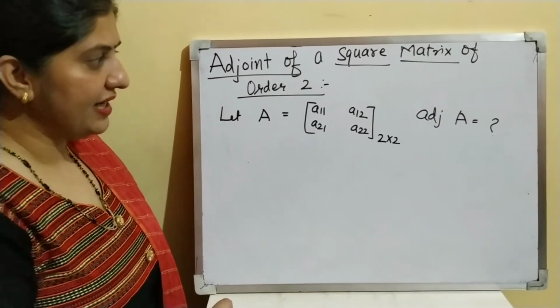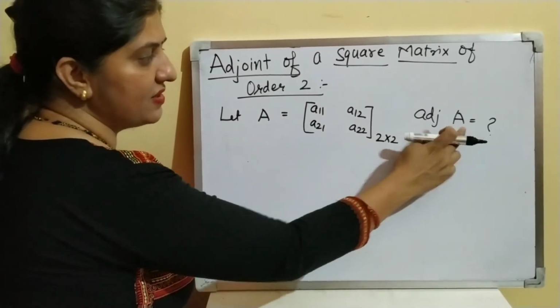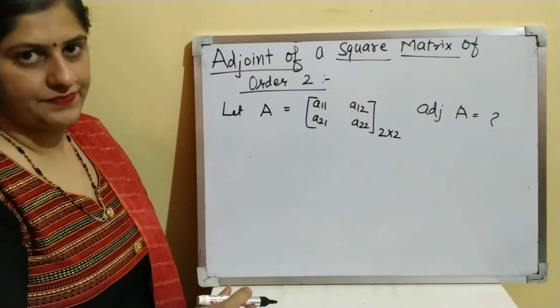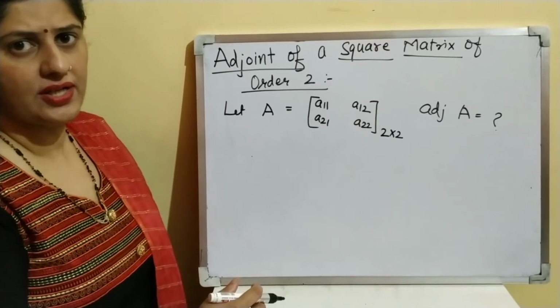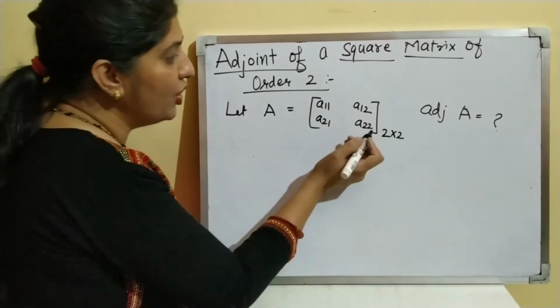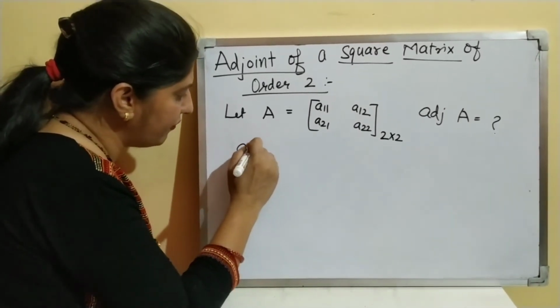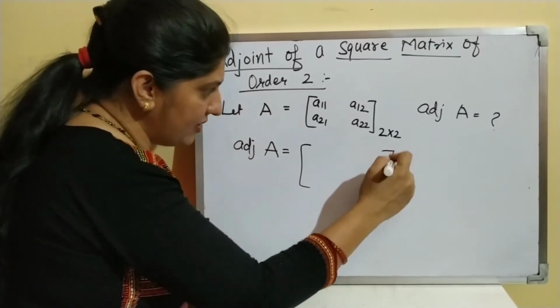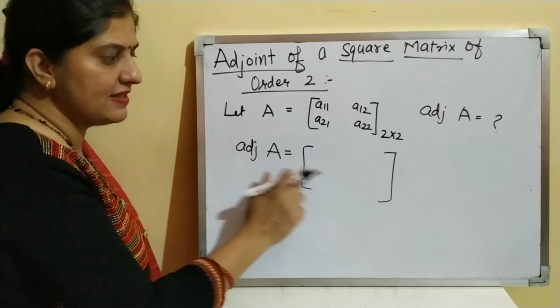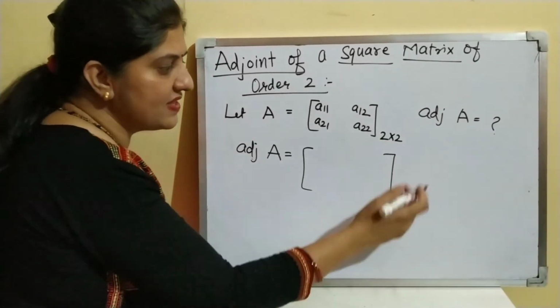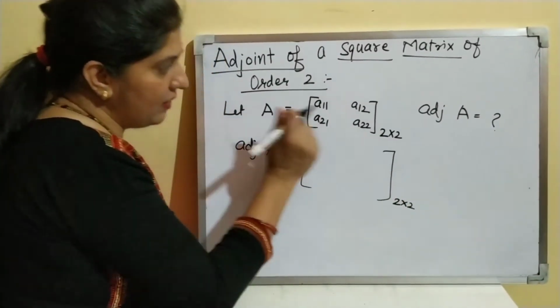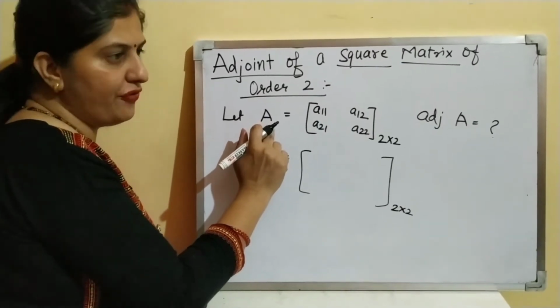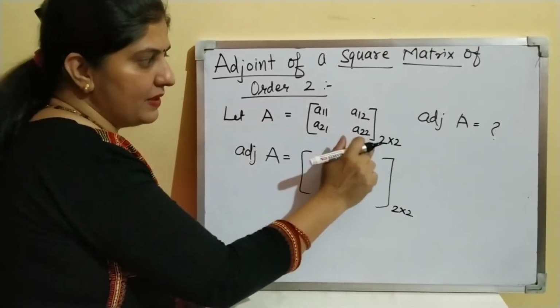We will find the adjoint of a given matrix with the help of a shortcut. What is this shortcut? See here. For the adjoint of a given matrix A, we know that the adjoint of a matrix is again a matrix and of the same order as the order of A.